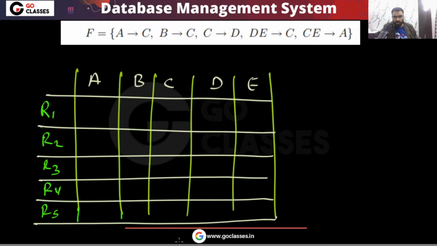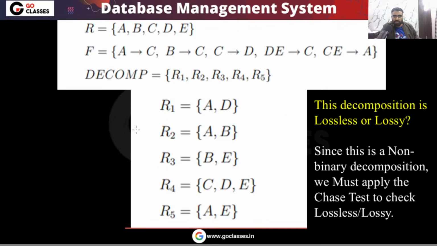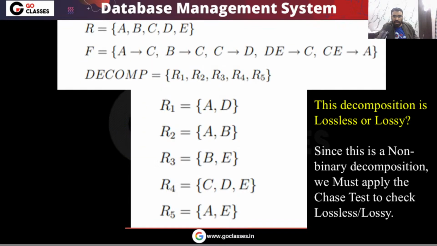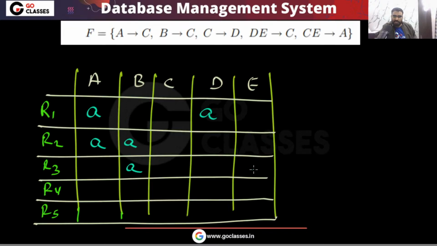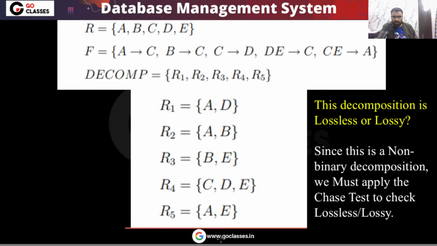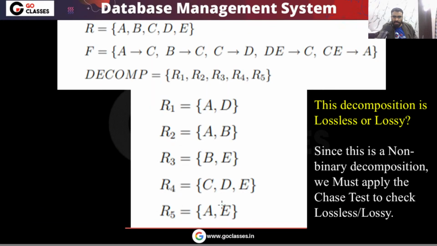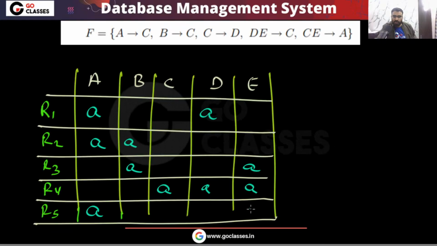Okay, now what you will do? For every sub-relation, under its attributes, we will put the A entries. You can see R1 has attributes AD, so I will put A entry here, here. R2 has attributes AB, I will put entry here, here. R3 has attributes BE, I will put A entry here. Next, R4 has CDE. Okay, so A entry here, here, here. Next, R5 has AE, so I will put entries here.